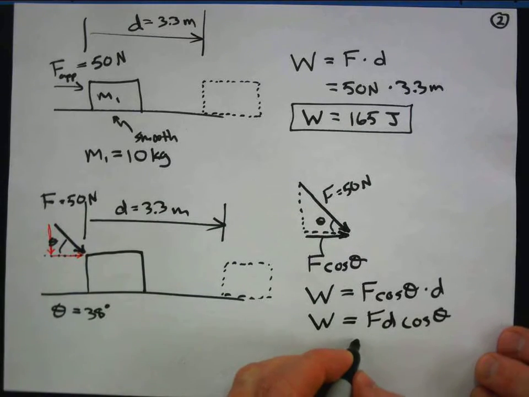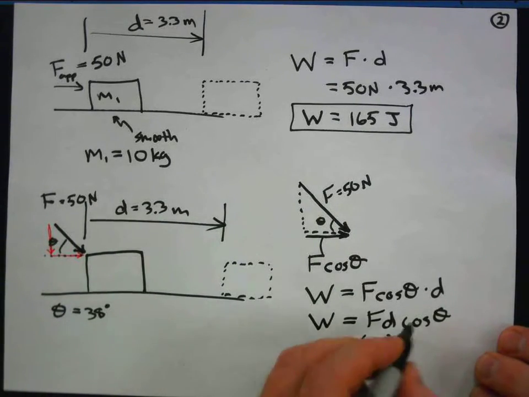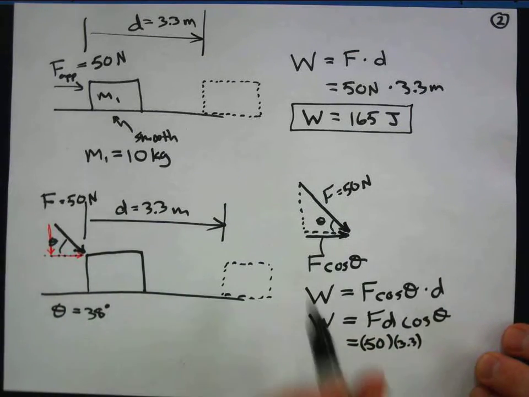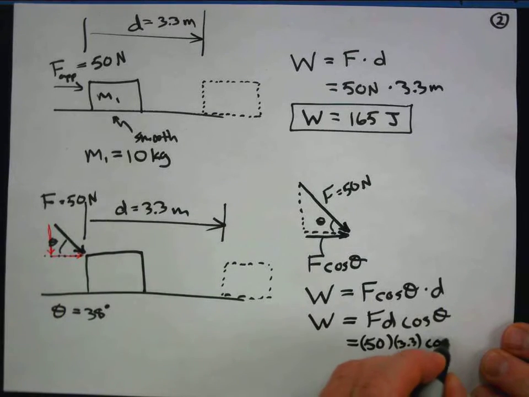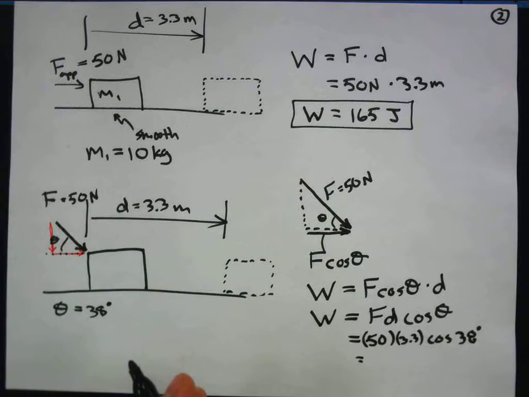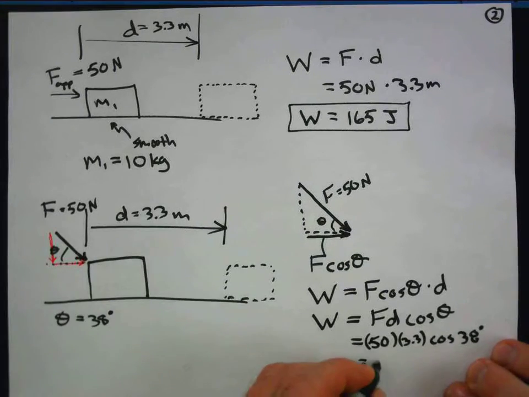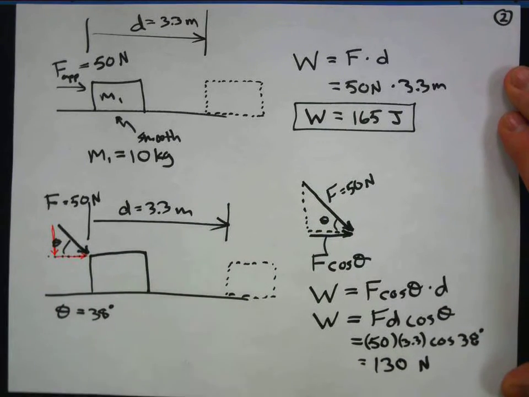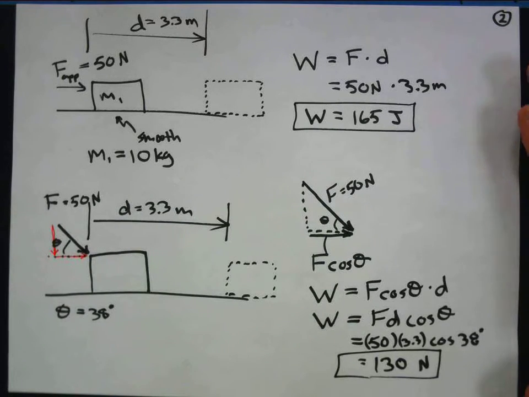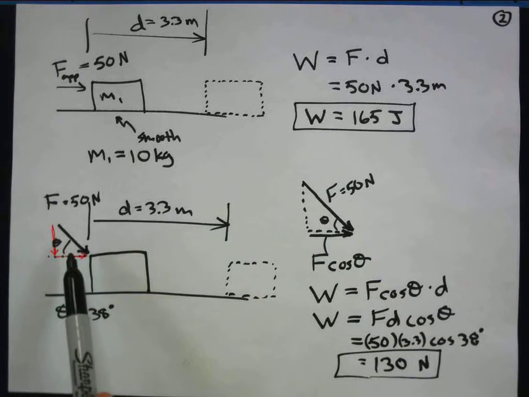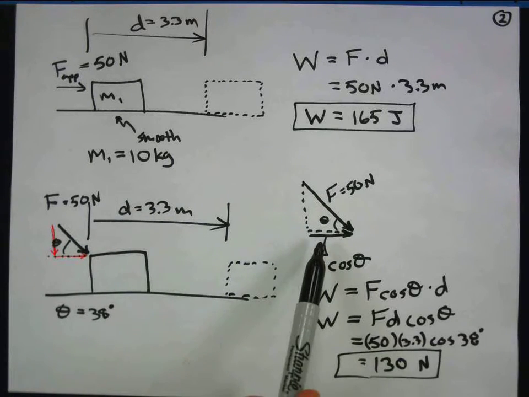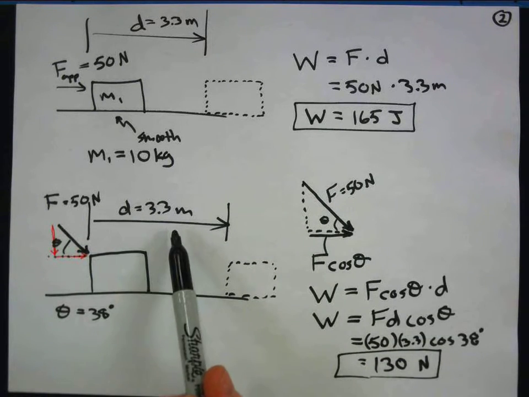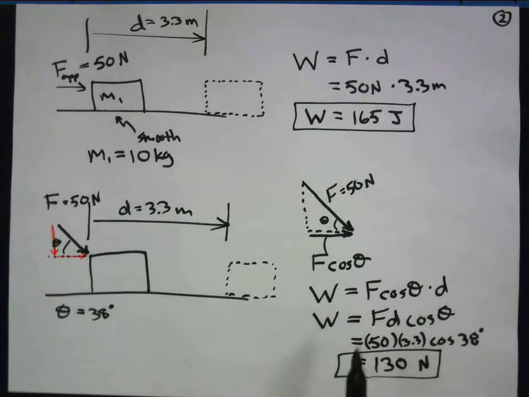So what would it become here? Okay, well, the force was 50 newtons. Our distance was 3.3. And that was 165 in the previous example. Here we also have multiplied by cosine of 38 degrees. It turns out to be roughly 130 newtons. And so we still have a way to work with this, even though the force is not applied parallel to our distance. We simply must find the component of our force that is parallel to our distance traveled. And we will use that component to calculate the work done.